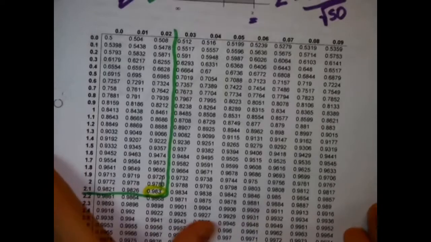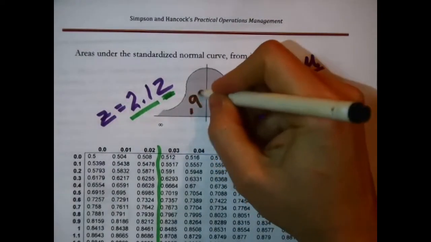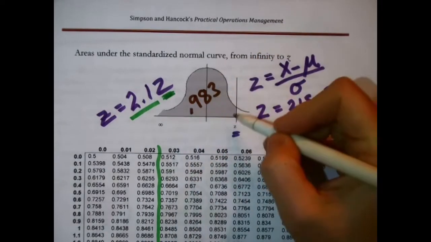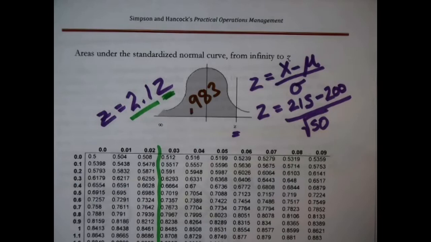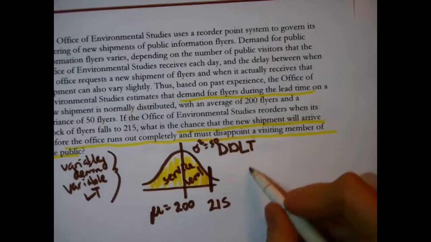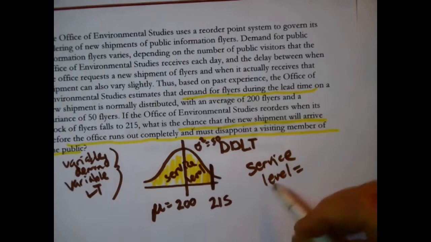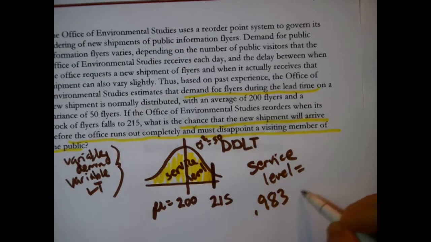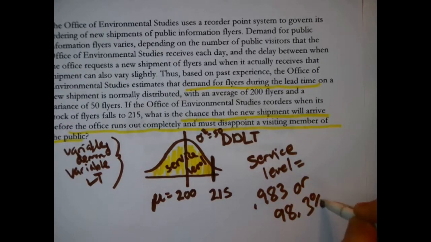0.983. Can't remember that number, but what does it mean, 0.983? It means 0.983 proportion of the curve is actually to the left of the number that you're interested in. Perfect. That's the service level. Service level equals 0.983, or, you know, more conversationally, 98.3%.